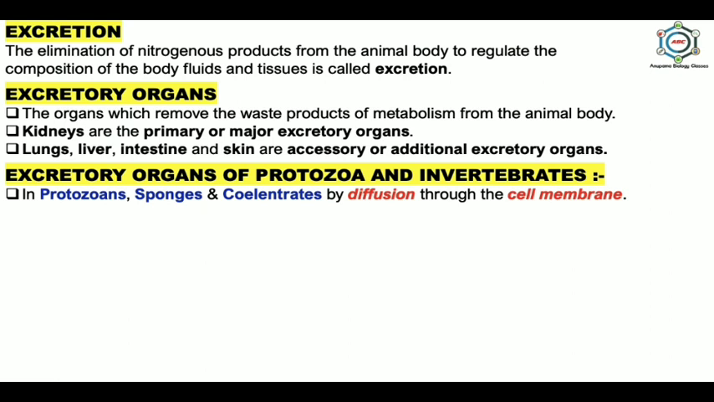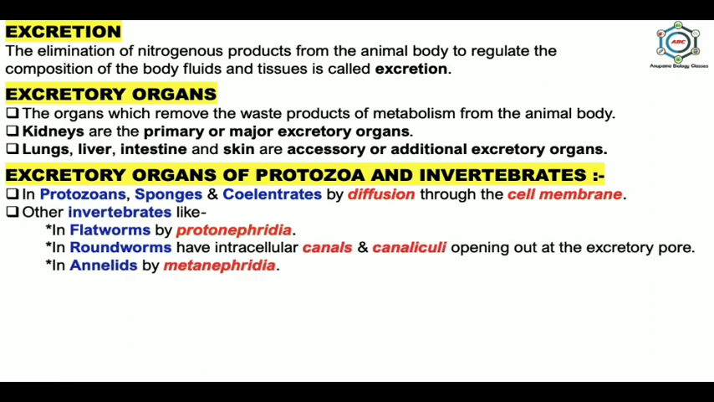cell membrane into the surrounding water where the solute concentration is lower. In these organisms, ammonia is the chief excretory product. Here, diffusion means the movement of particles or substances from higher to lower concentration.